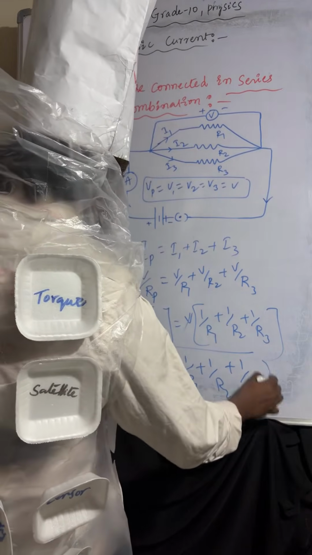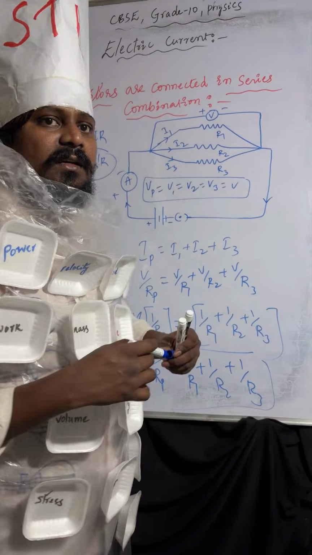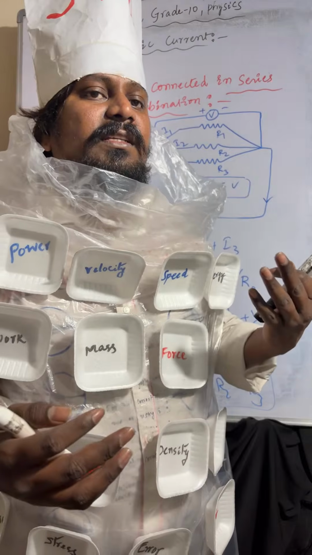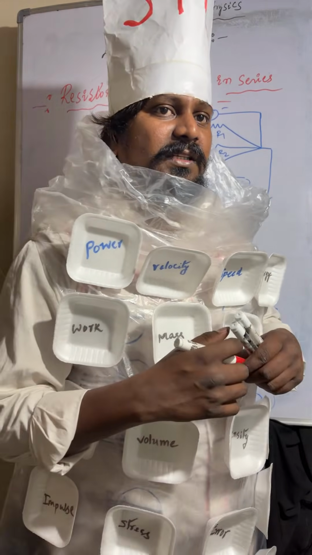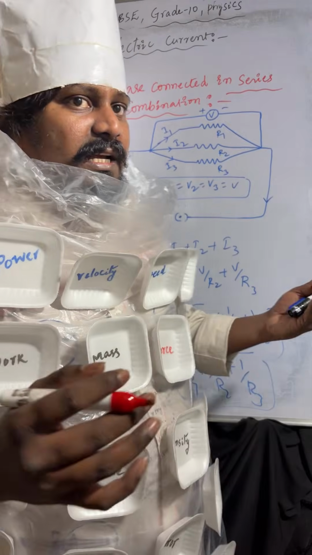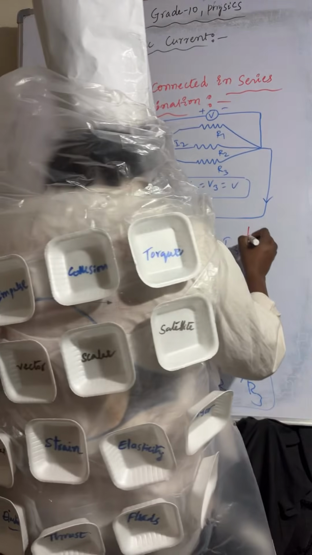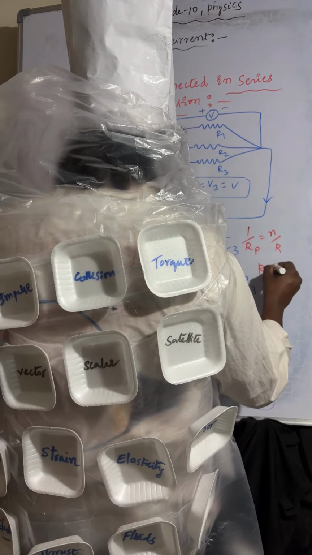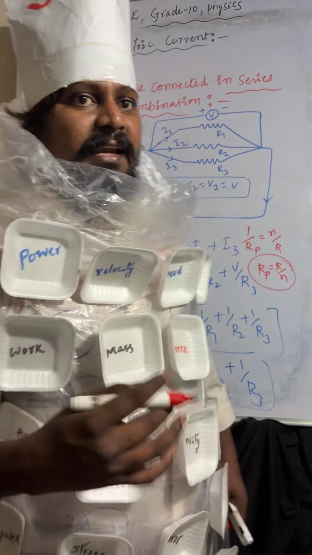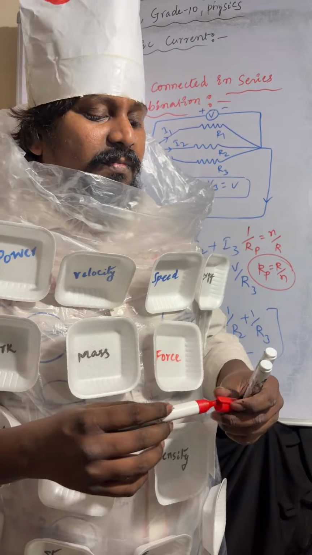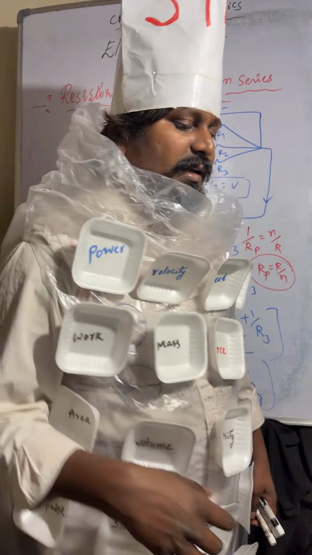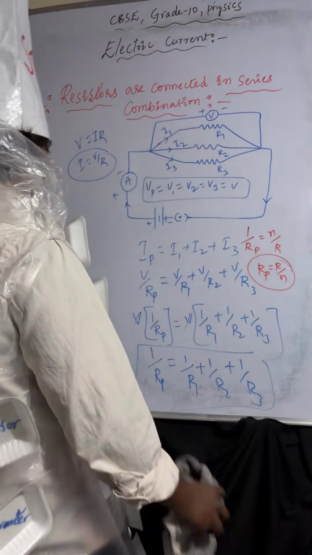So this is about resistors connected in parallel combination. If n number of resistors are connected in parallel combination, then 1 by Rp equal to n by R, that is, Rp equal to R by n. I hope it is very clear, right? So that's enough. Just check once.